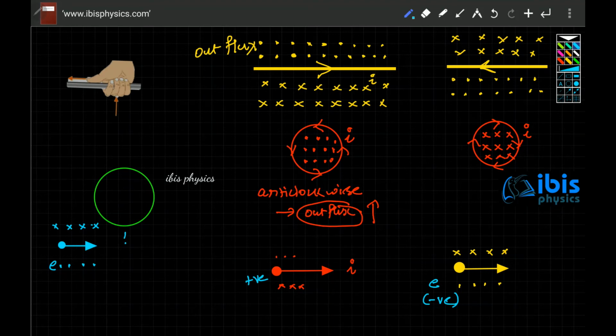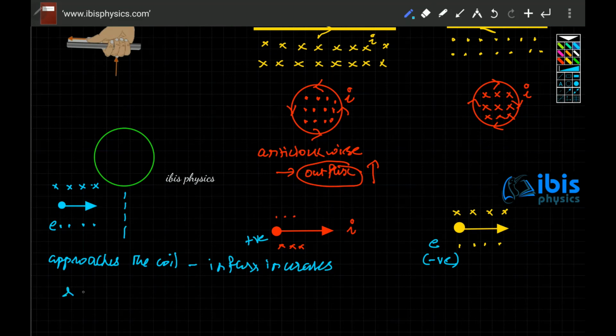So when the electron approaches the coil, influx increases and produces EMF. But the EMF should oppose the cause. So the EMF has to produce outflux. In order to produce outflux, it has to produce EMF in the anti-clockwise direction. Hence, anti-clockwise EMF is induced.